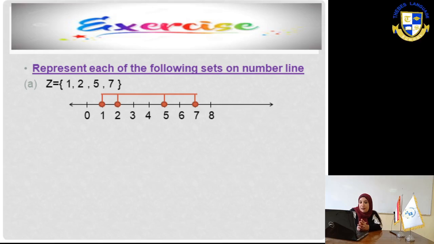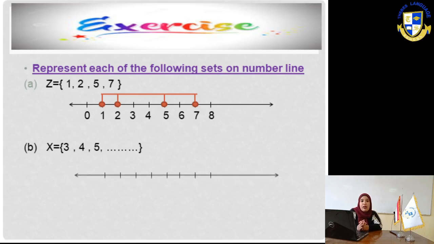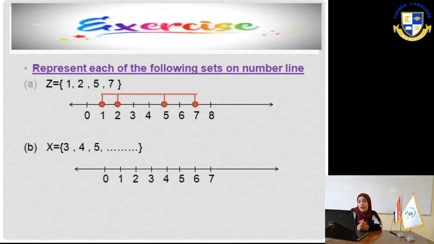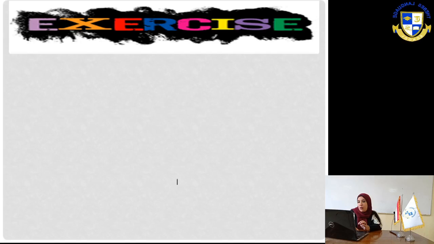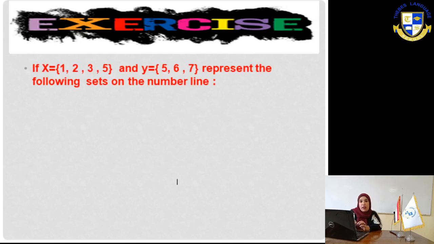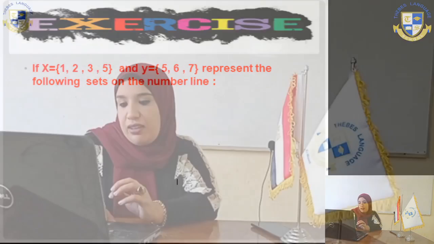But when I say X is a set of 3, 4, 5 and so on, it's an infinite set. Actually, the number line is the only method which can represent an infinite set. We can put points on 3, 4, 5, 6 and so on and make a ray moving to the right to say that this set is an infinite set, it has no end. So if the set has an end, you will put the points only. If you have an infinite set, you will make a ray to represent it.